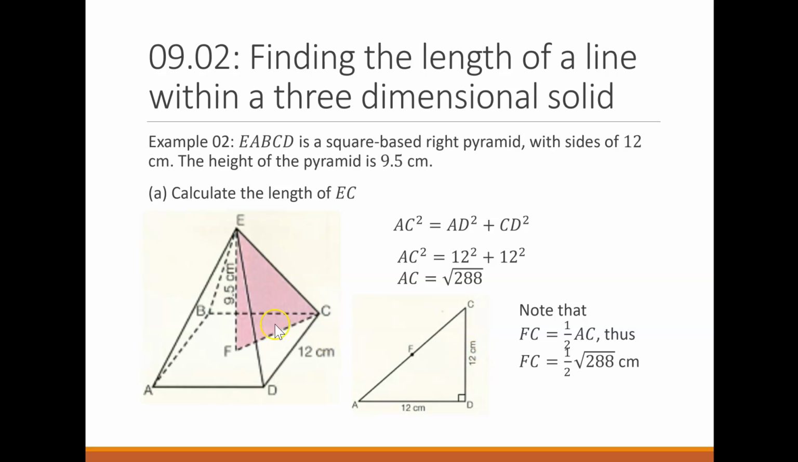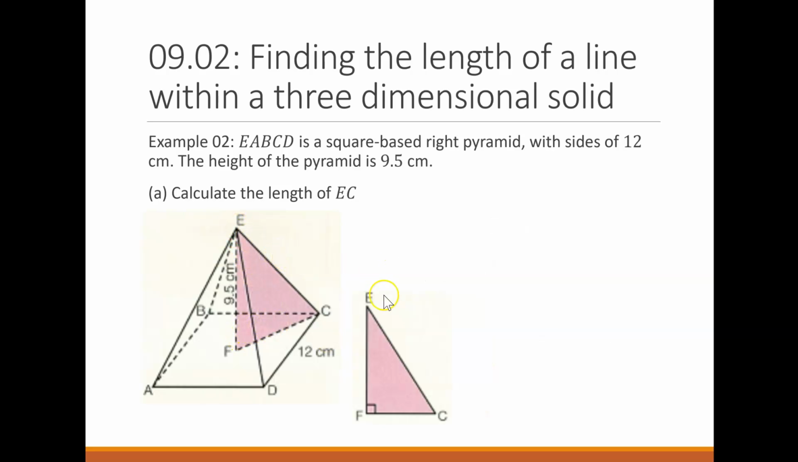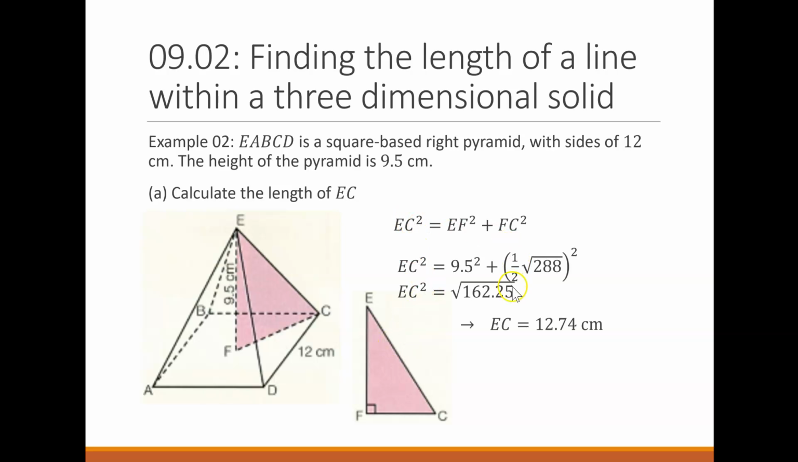Okay, so we have FC now. Really what we're after for this question was EC. So when I do that, I get 12.74. Just again, using the Pythagorean theorem over and over and over again right here. Pretty straightforward.